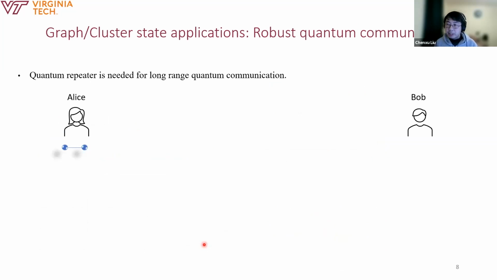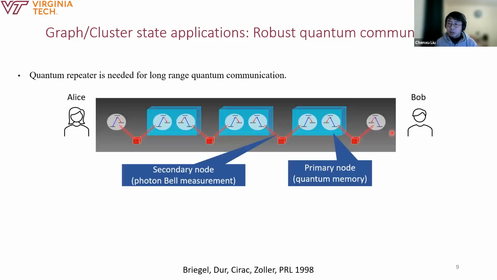The second important application for graph states is to help build very robust quantum communications. Suppose that Alice and Bob are separated by a very long distance, and Alice wants to send some quantum information to Bob. What she can do is prepare, for example, an entangled pair called a Bell state, and then send one qubit out of this pair physically to Bob. However, because a long distance separates them, the loss and decoherence errors both scale exponentially as the distance increases. The way to solve this problem is by introducing quantum repeaters.